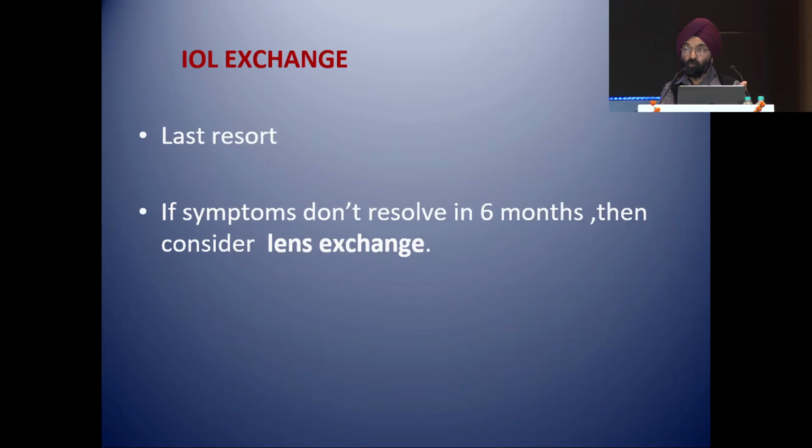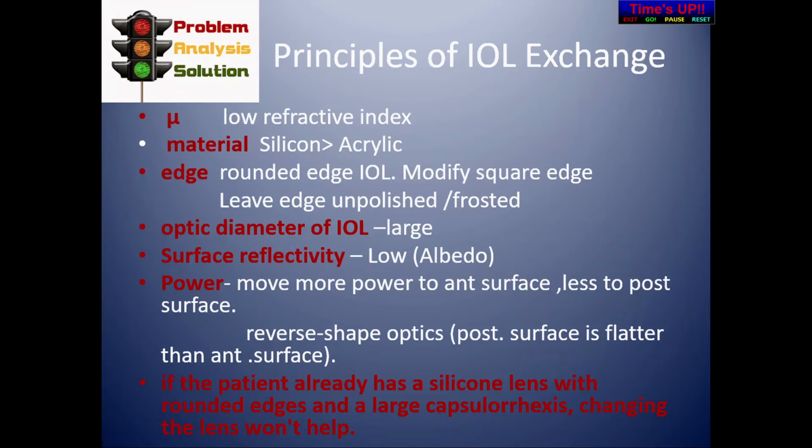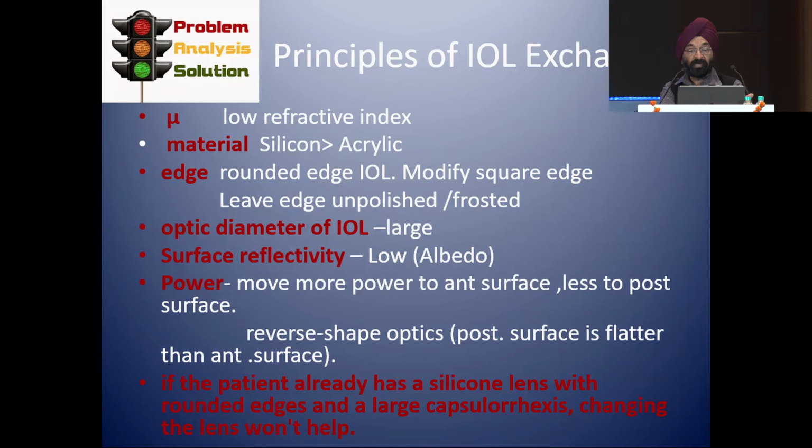And when do you do IOL exchange? IOL exchange is the last resort where the symptoms do not resolve in 6 months. Then consider lens exchange. Now you have to replace the lens with one of low refractive index. Material may not be acrylic. Edges are rounded, and optic diameter of the lens is large. Surface reflectivity is low, and more power is moved to the anterior surface. But imagine if the patient already has these kinds of lens, then what are you going to do?